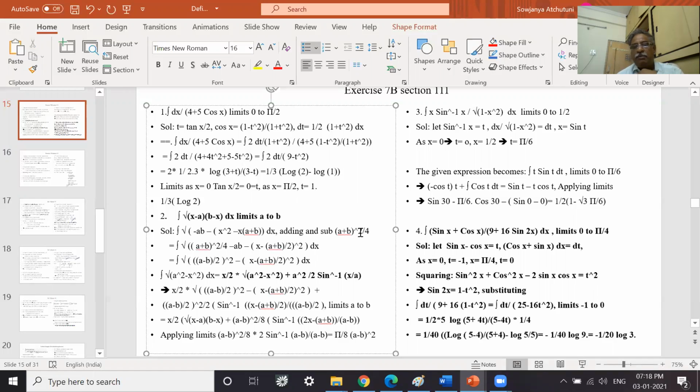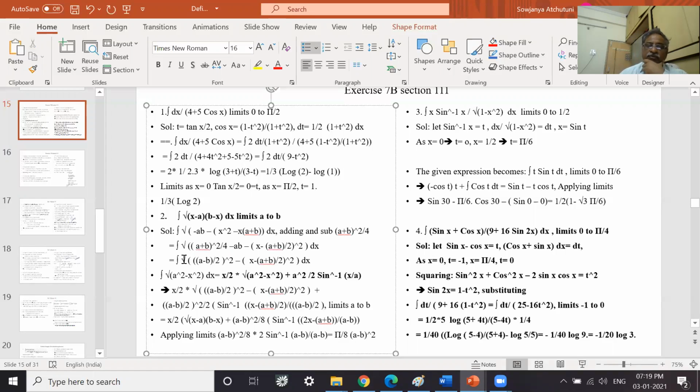The square term is (a plus b) whole square by 4. I am adding and subtracting, so here I am subtracting in this and here I am adding. So we get (a plus b) whole square by 4 minus ab, minus (x minus (a plus b) by 2) whole square. So this goes to minus 4ab, which is nothing but (a minus b) whole square by 4, that is ((a minus b) by 2) whole square.